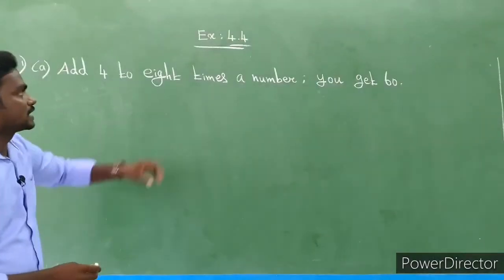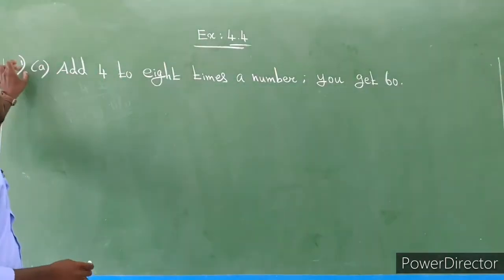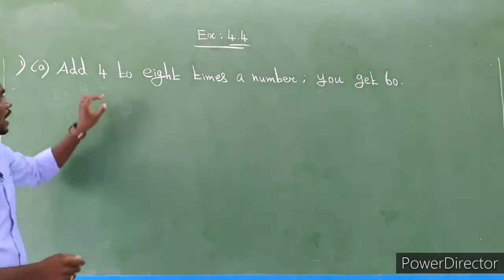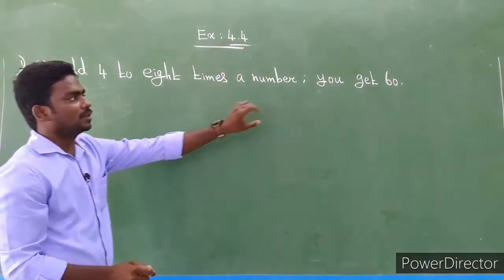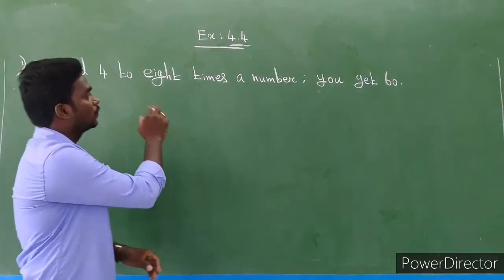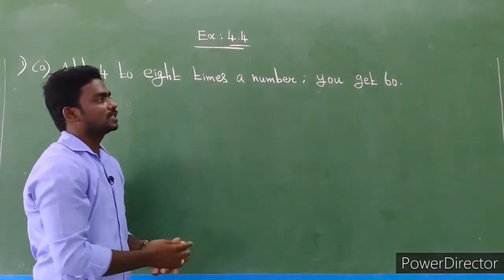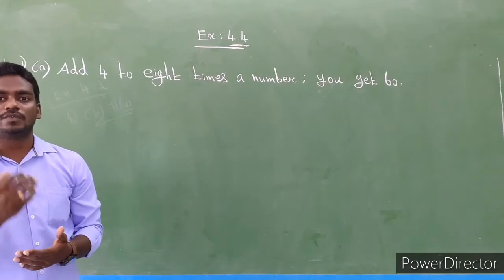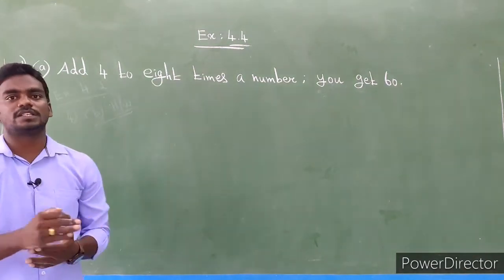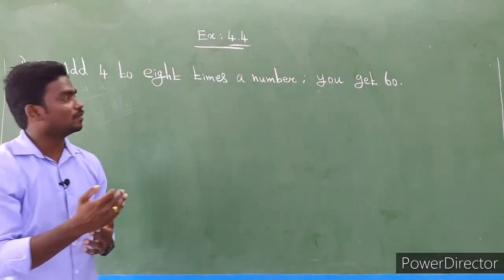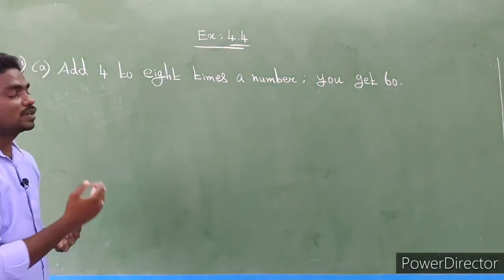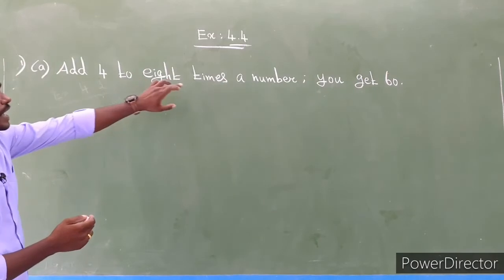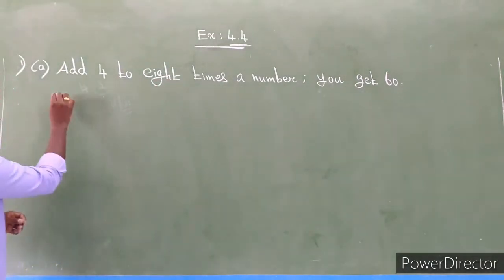Next, our exercise 4.4, first pattern. A question: add 4 to 8 times a number, you get 60. For this pattern, first we want to form an equation. Thereafter we want to solve the equation and find the value of the number.